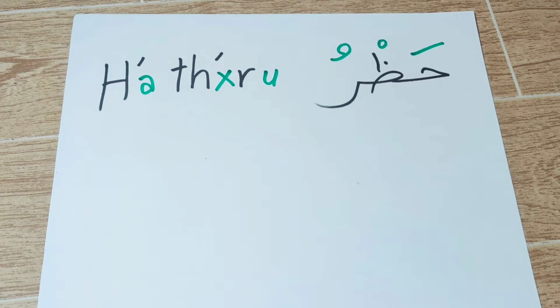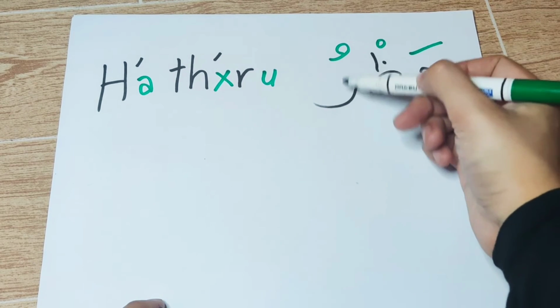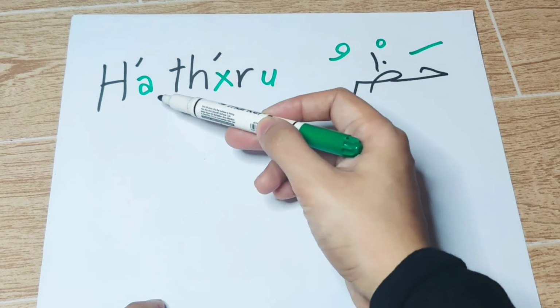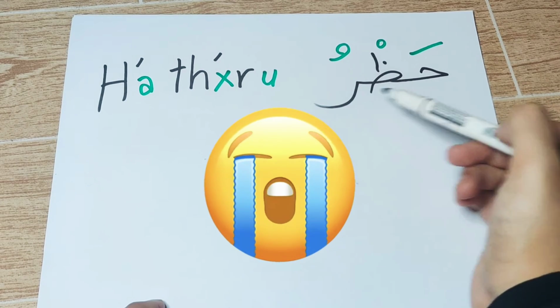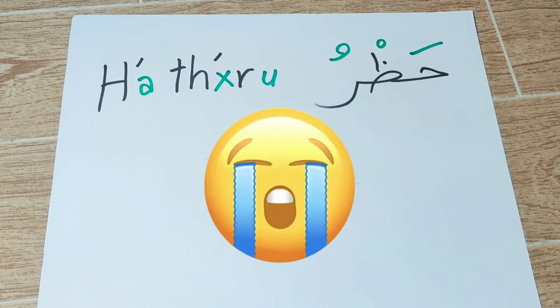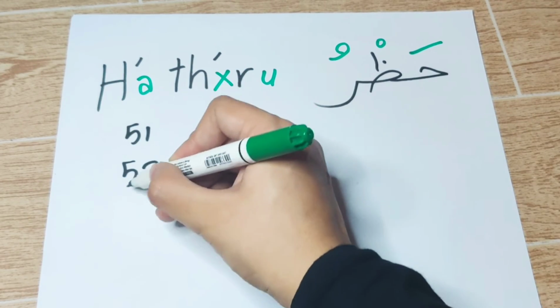Okay, here's an example. Ha, dha, ra, and then we put fatha, sukun, and dhamma. It is read as hadru, and it means quarantine, or something is not allowed. Hadru, quarantine, just like the case in these days in some countries from coronavirus.